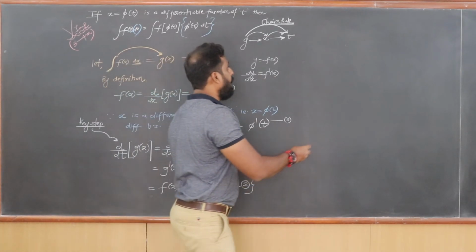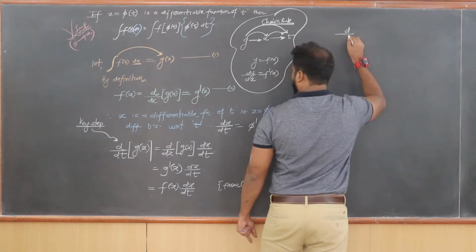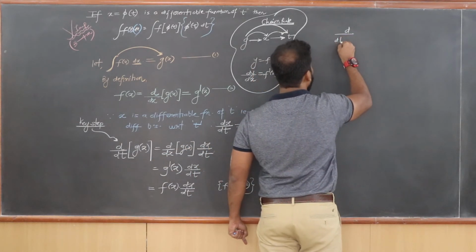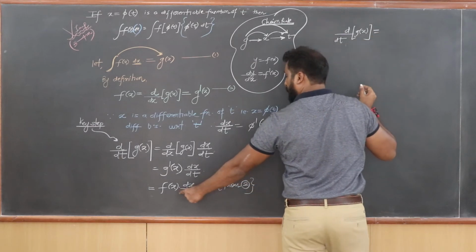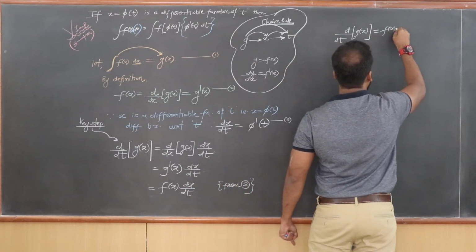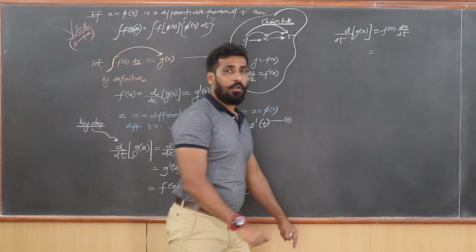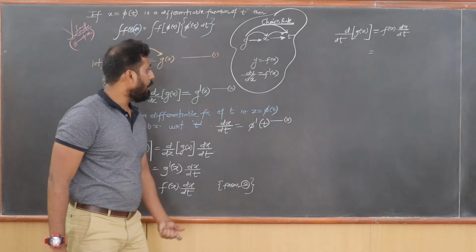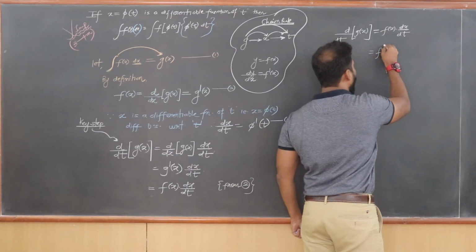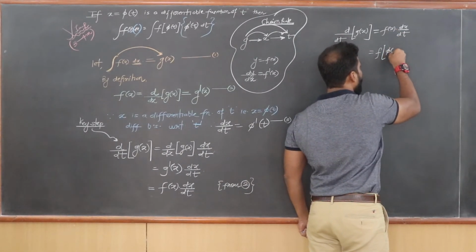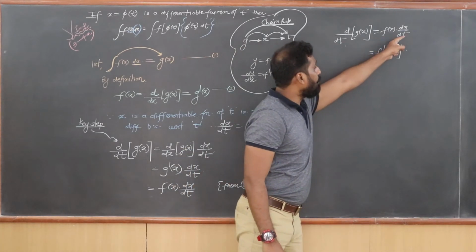So further I can go ahead and write d by dt of g of x. I have got my answer as f of x and dx by dt. But now I know I'm going to change my variable x to t. X is given to me as phi of t. So f of x is given to me as f of phi of t. So I replace x with phi of t. And then dx upon dt.